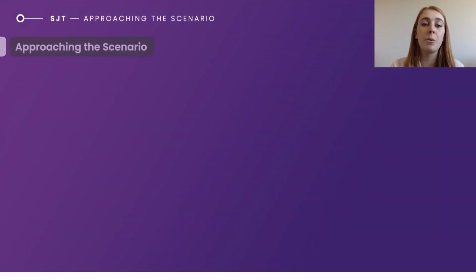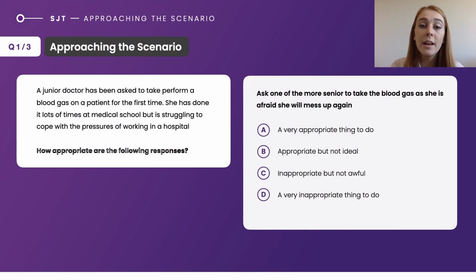Next example is a response being asked one of the more senior healthcare professionals to take the blood gas as she's afraid she will mess up again. How appropriate do you think this is?